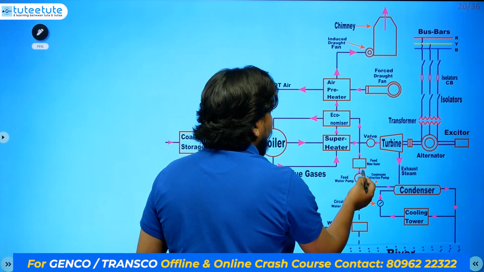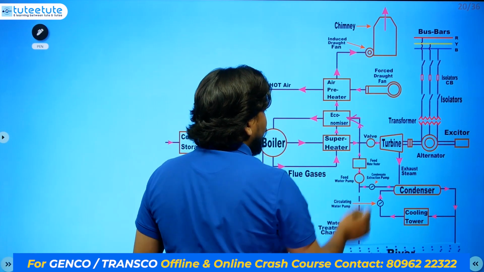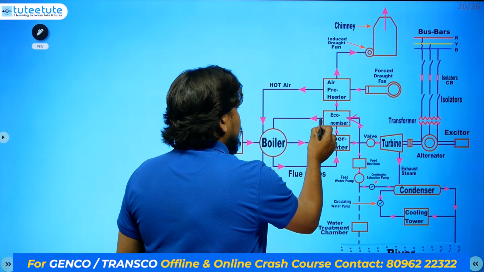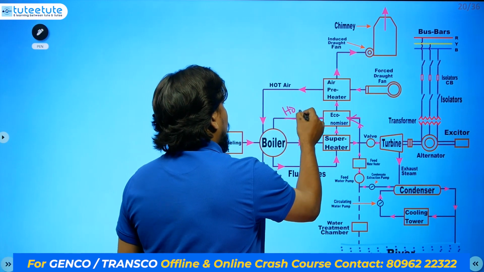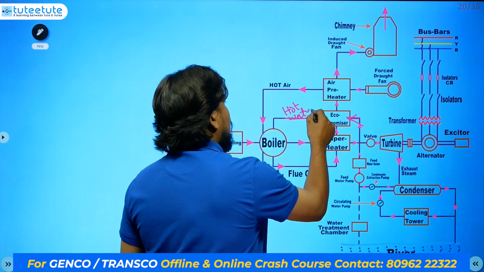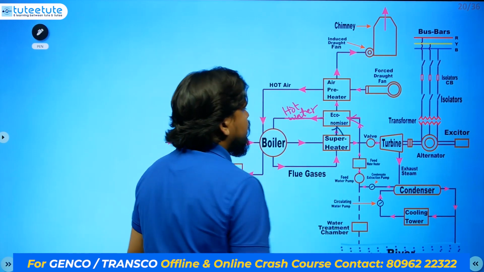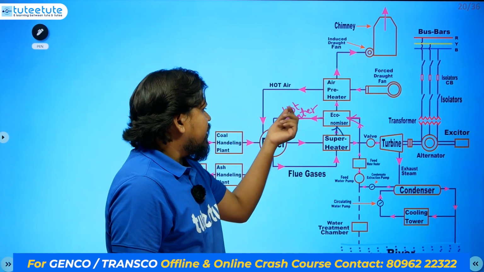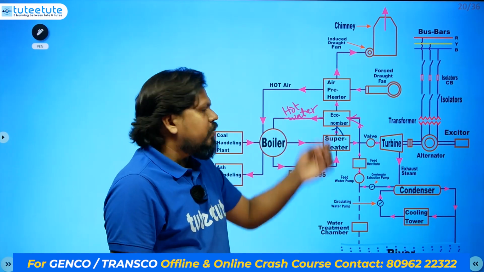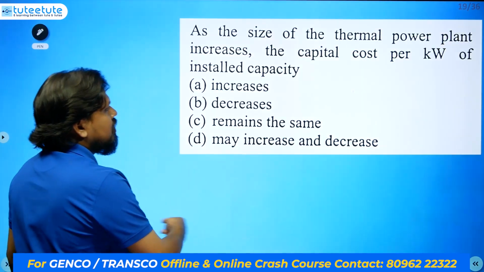What is its work? It will take some water, and that water has to come as hot water here. How is it coming as hot water? Because flue gases will be flowing. So it will make the hot water by sending the flue gases onto it. So that's the answer.